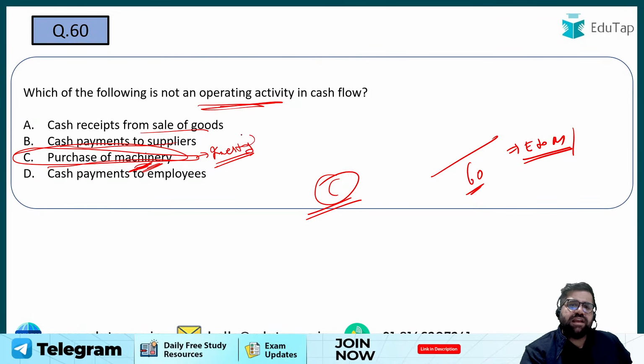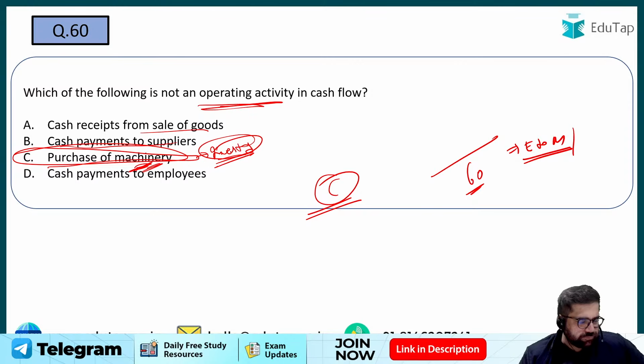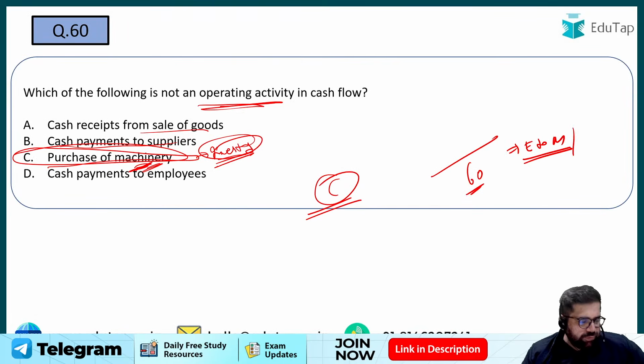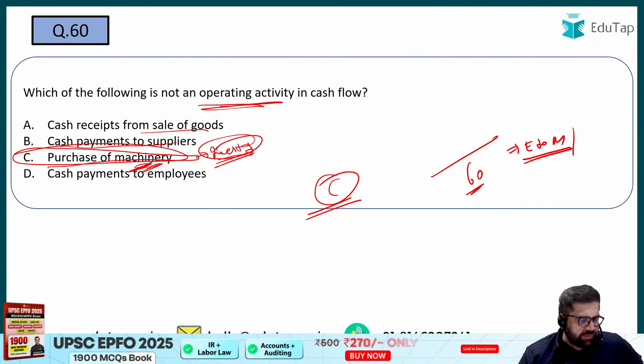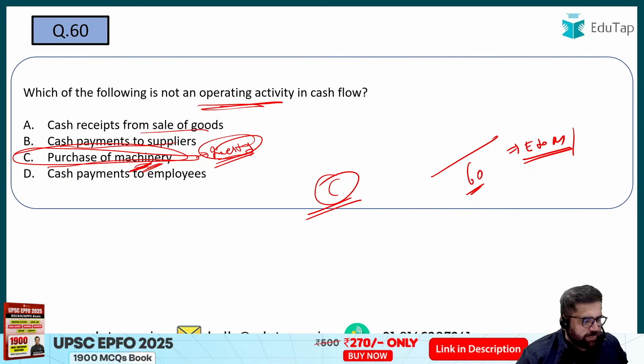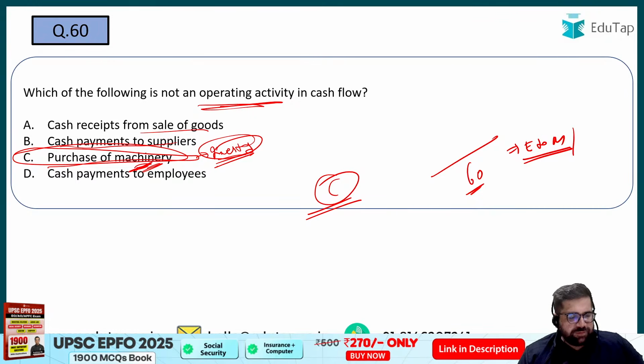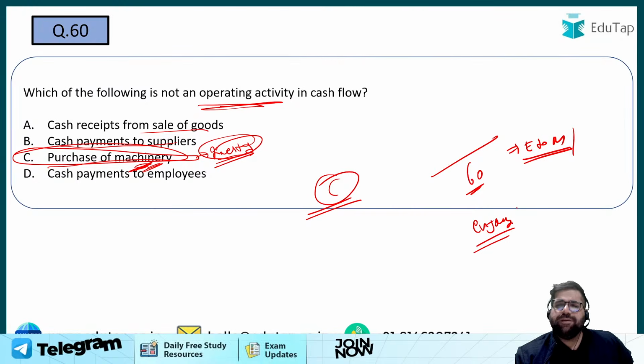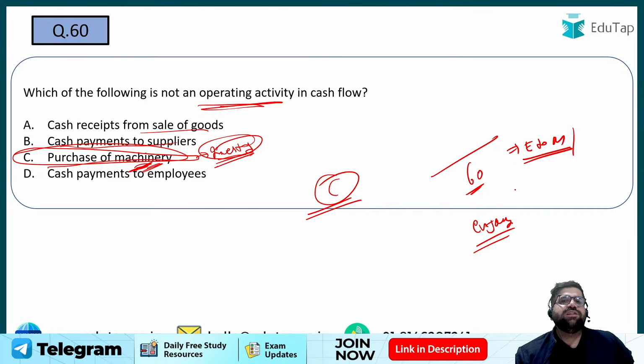So therefore it's an investing activity. In which question you are asking? In 60 only, right? Shan Raza. Hit ratio कितना रहा है आप लोगों का? And please tell me, are you enjoying the class? These are very basic questions, so we cannot invest too much time in one question only.